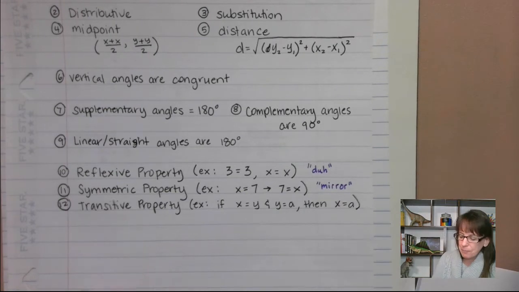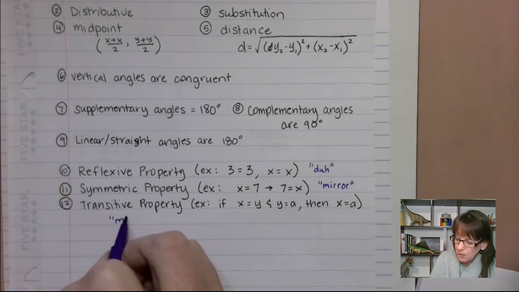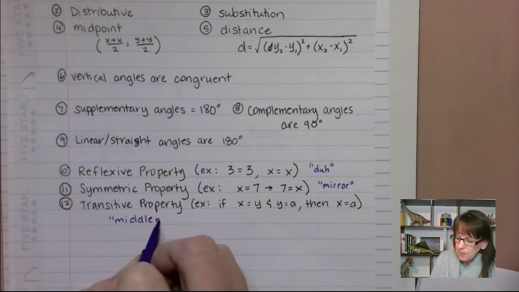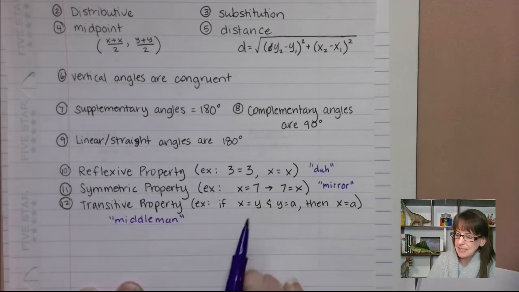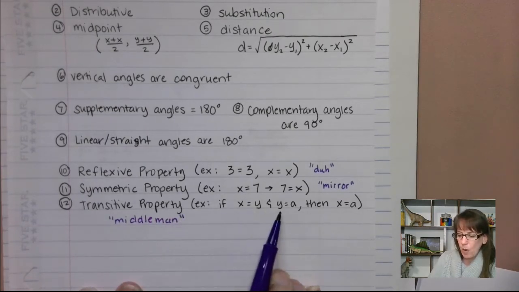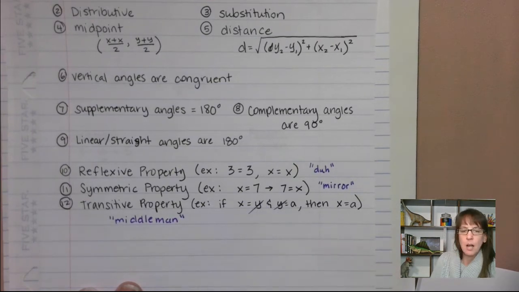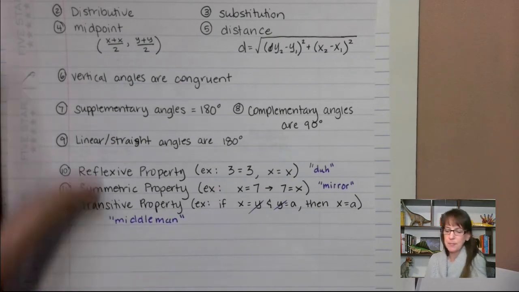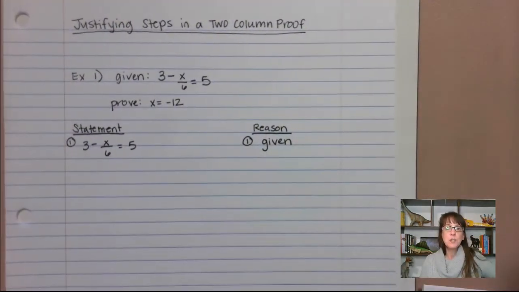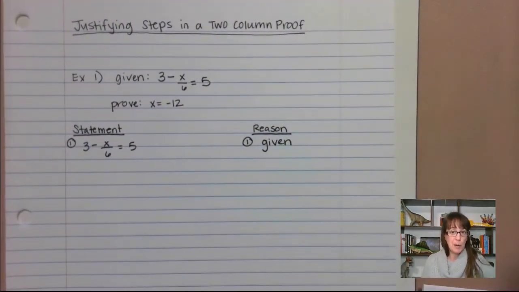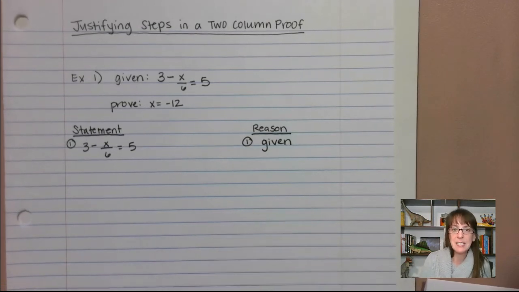The transitive property, I call this guy the middleman property. And the reason being is if x equals y and y equals a, then x equals a. All we're doing is just lobbing off that middleman there and going straight to the source and saying x equals a. Okay, so now let's use those properties as our reasons in our two-column proof.